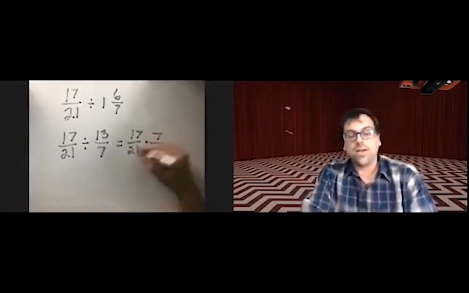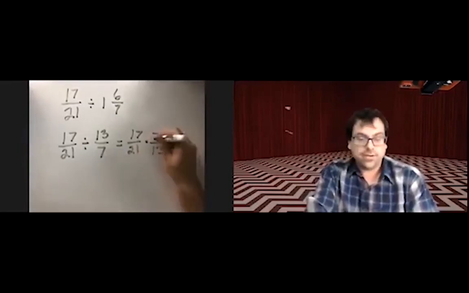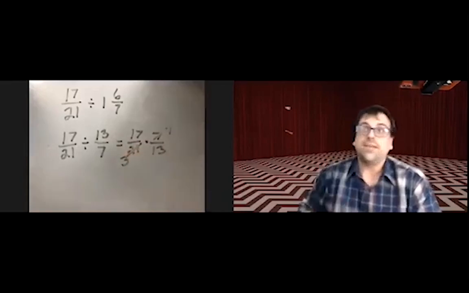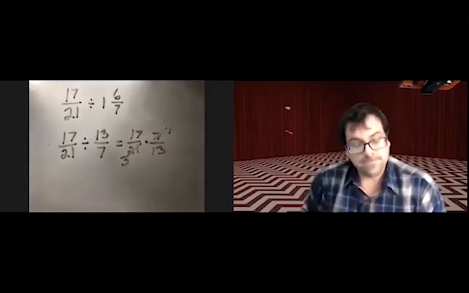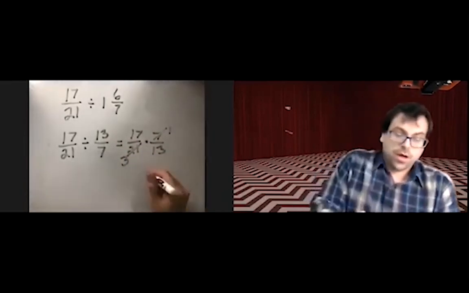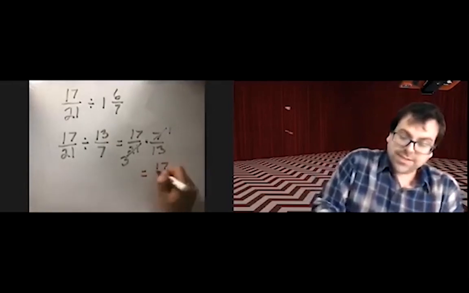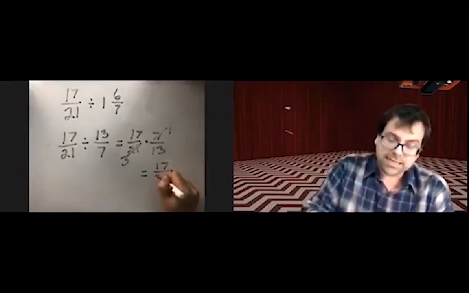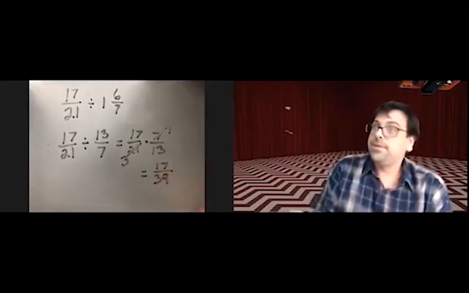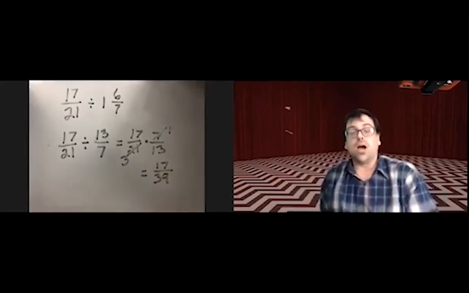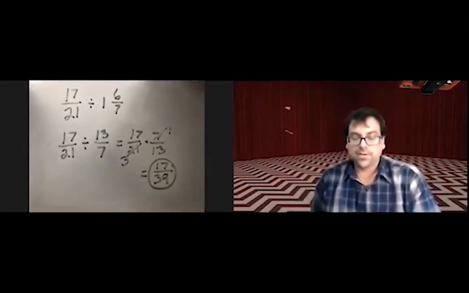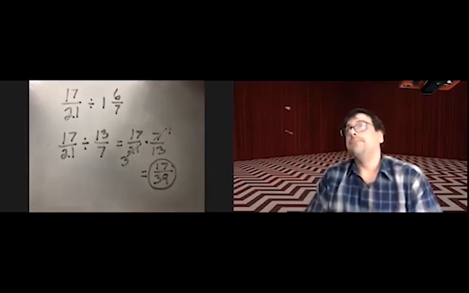7 over 21, both divisible by 7. 7 divided by 7 is 1. 21 divided by 7 is 3. On the top, 17 times 1 is 17. On the bottom, 3 times 13 is 39. It doesn't reduce, it's not improper, so we can't even make it a mixed number. 17 over 39.